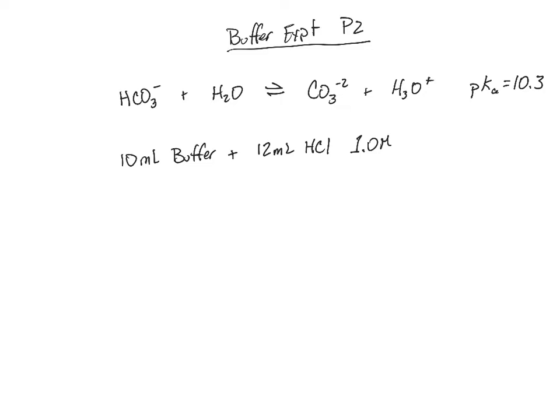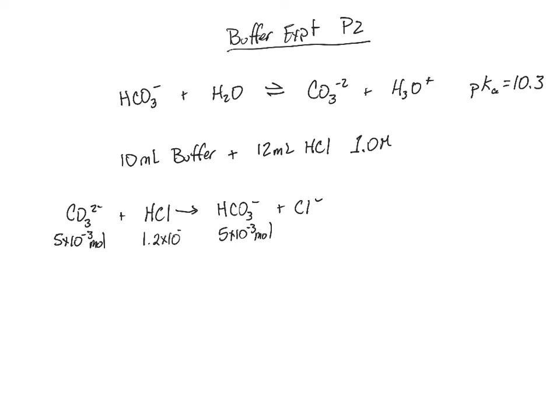And so the HCl is going to react with the carbonate in the system. And we have CO3 2- plus HCl goes to form HCO3- plus Cl-. And so to start off with, I mixed enough buffer that gave me 5 times 10 to the minus 3 moles of carbonate and bicarbonate in the solution from the buffer. And then when I put in 12 milliliters of 1 molar HCl, that gives me 1.2 times 10 to the minus 2 moles of HCl. This makes my carbonate the limiting reactant.